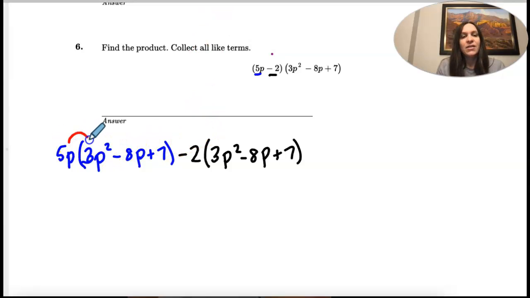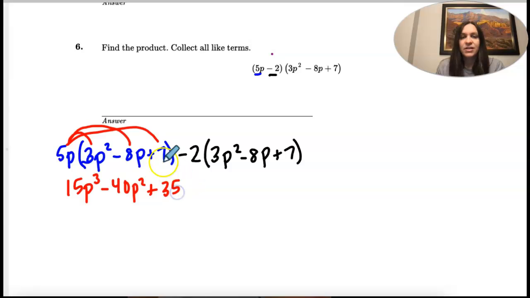So 5 times 3 is 15. P times p squared, we're adding, so we have 2 p's and 1 p, now we have 3. Now we go to the next term. 5 times negative 8 is negative 40, and we have p times p, which is p squared. Keep going, this one's going to take a while. 5 times 7 is 35, and then there's 1 p there.